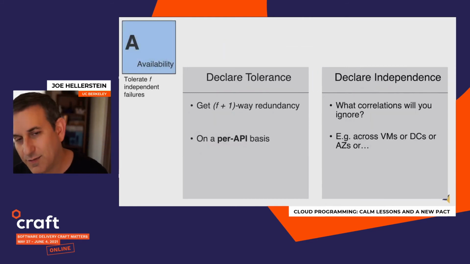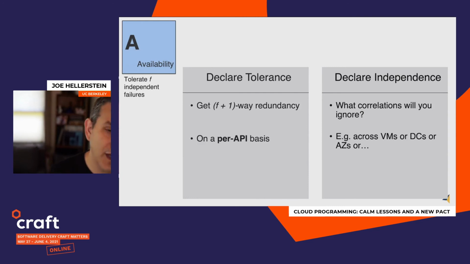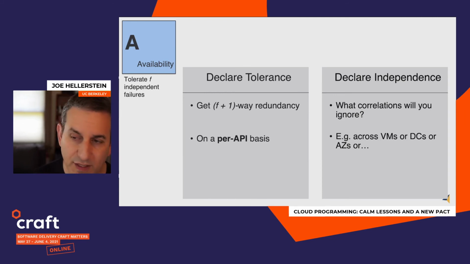For availability, it's pretty much simple. We want you to declare fault tolerance. So for each API, you should be able to say, I want to tolerate F failures. And then we should build a program and a deployment that gives you F+1 way redundancy efficiently. And then you should be able to also declare what kind of independence you can tolerate. So which correlations of failure will you ignore? Do you need to spread nodes across virtual machines or across data centers or even across availability zones to make sure that they don't fail at the same time? But this is really all you need to declare for us to do the availability part.